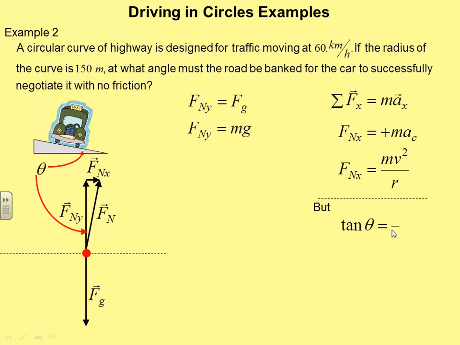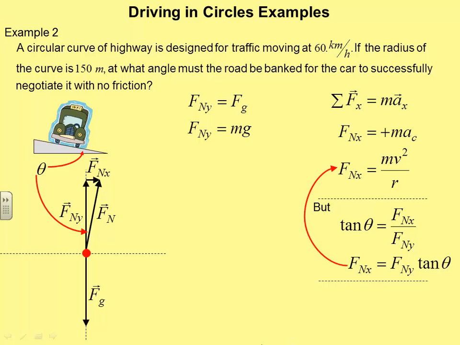Now, I'm going to look at the tangent of this angle. You'll see why in a second. Tangent of this angle is opposite side over adjacent side. So it is F of nx over F of ny. Move F of ny over here, and you get F of nx is F of ny tangent of theta. Substitute that in. We get F of ny tangent of theta equals mass times speed squared over the radius.